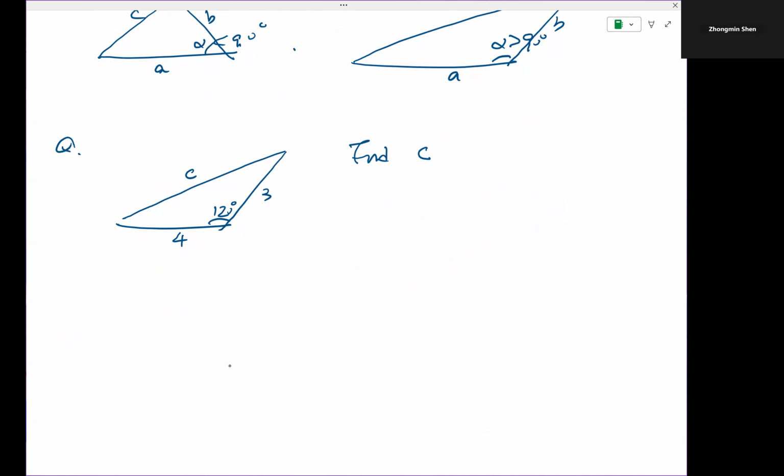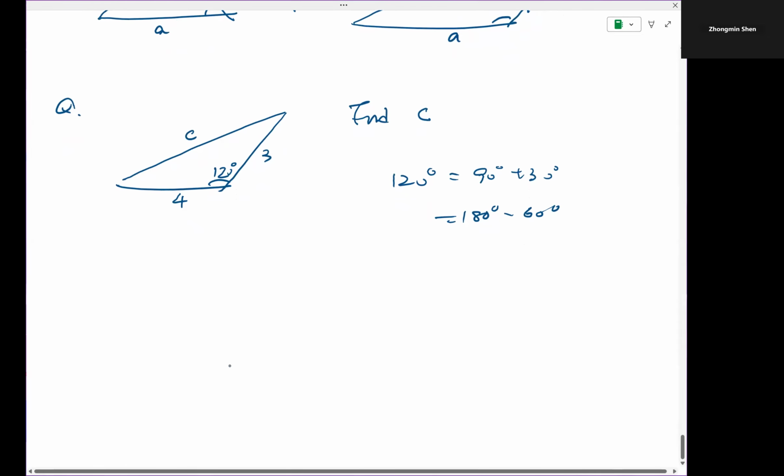How to find C if the angle is 120 degrees? 120 degrees is special: 120 degrees is 90 degrees plus 30 degrees, or 180 degrees minus 60 degrees. So what's the idea? I'm waiting for you. Think about it. You can solve it. I'll give you a couple of minutes.